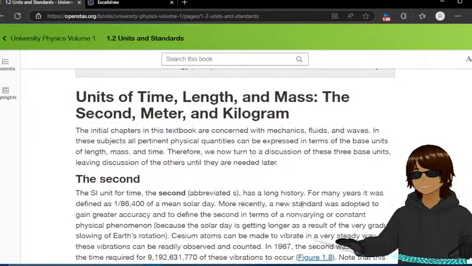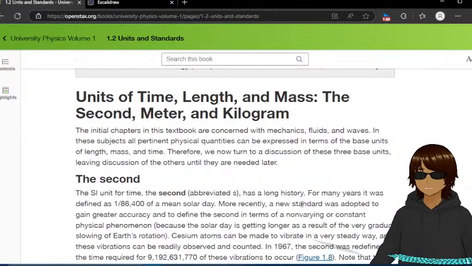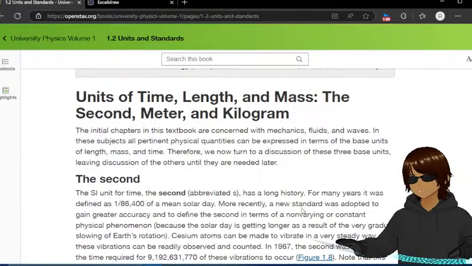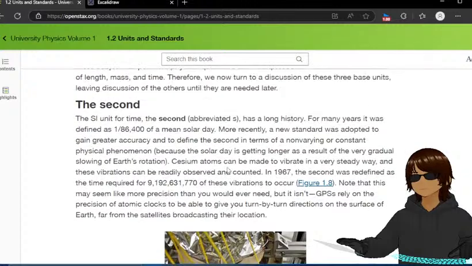Units of time, length, and mass: the second, meter, and kilometer. The initial chapters in this textbook are concerned with mechanics, fluids, and waves. In these subjects, all pertinent physical quantities can be expressed in terms of base units of length, mass, and time. Therefore, we now turn to a discussion of these three base units, leaving the discussion of the others until they are needed later. So, first, the second.